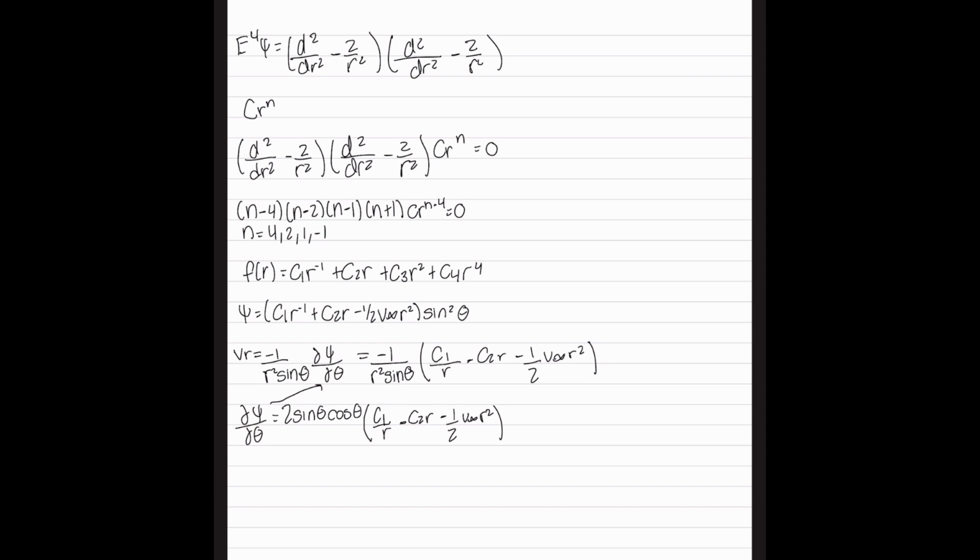And now we're going to do the same thing again, but for the velocity in the theta component. But for this one, we have to derive with respect to r. So here are the steps for that.